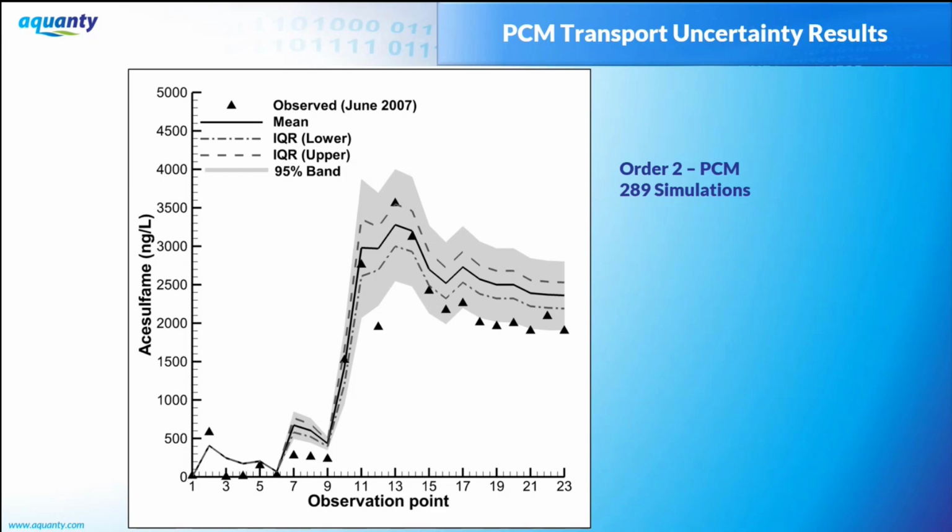We used in this example order 2 polynomial chaos expansions, which resulted in 289 individual simulations, realizations, which converged. And you can see the uncertainty band in gray around the mean value of the calculated concentration. So it's pretty good, and you can do uncertainty at a fairly large scale. Next slide.